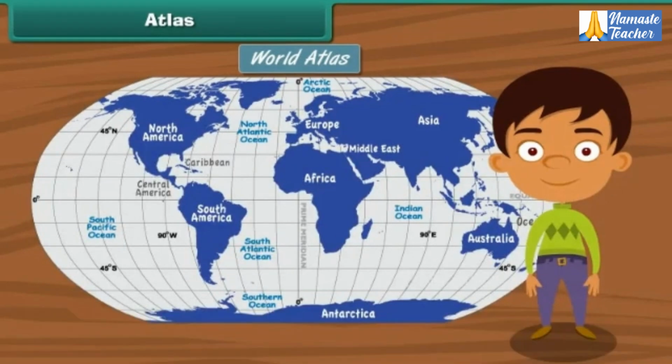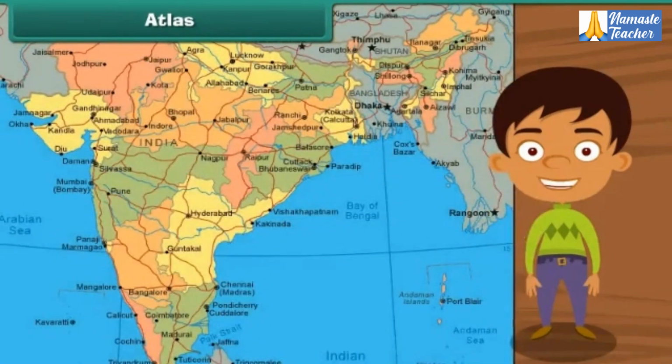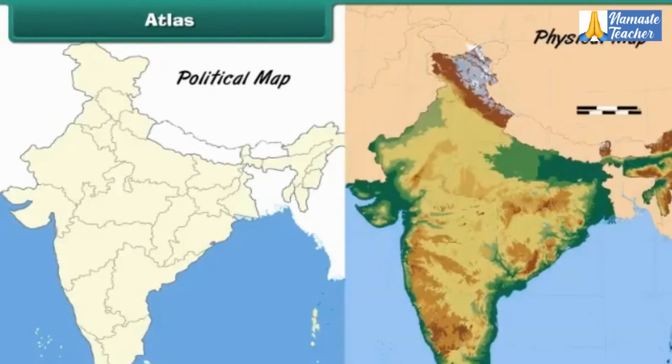Atlas. An atlas is a collection of maps and charts. The maps in an atlas give the geographical information about different parts of the world. The charts in an atlas contain details of specific locations such as population, sea levels, crops produced, etc. Maps are of two types, political and physical. Let us learn about them in detail.